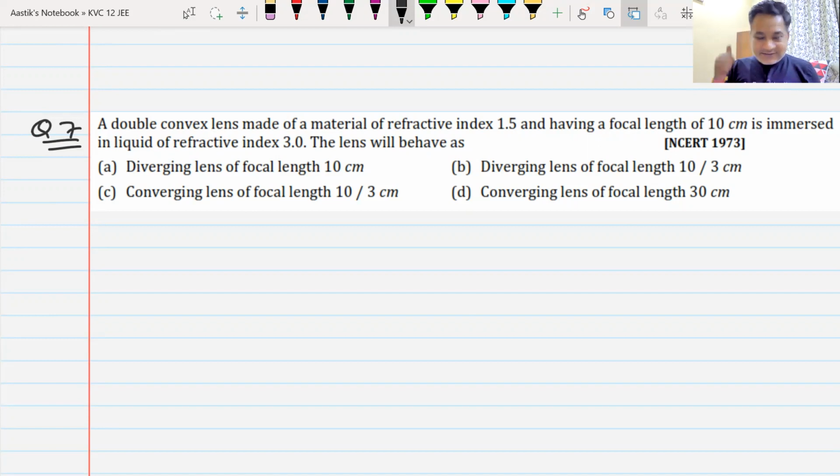Diverging, sir. Well done. So you understand that if the refractive index of the medium is more than that of the lens, it will change its nature. Concave becomes convex, convex becomes concave. Can I have your answers, please? Remember, simple things. If you do them correctly, beta, no one can stop you from achieving your goal.